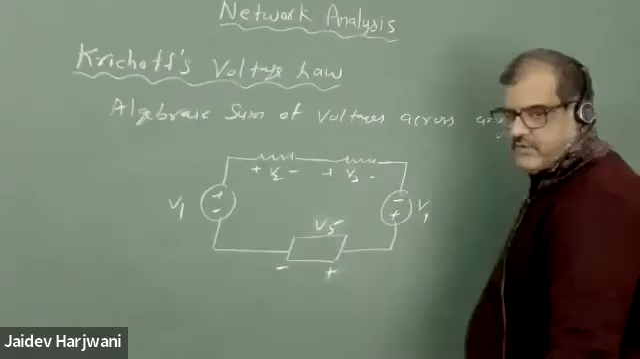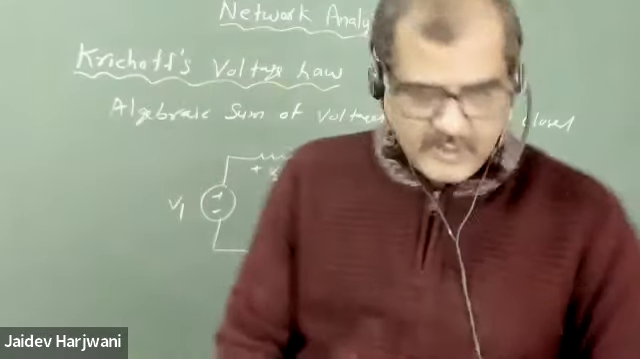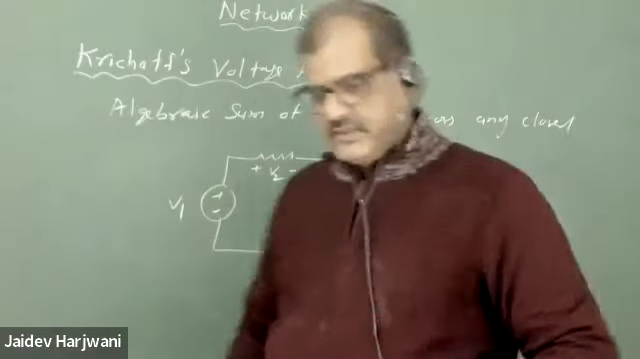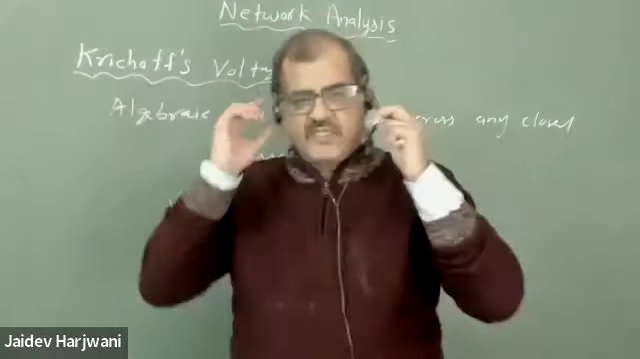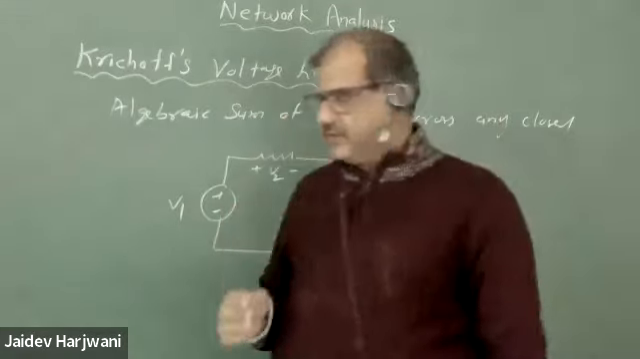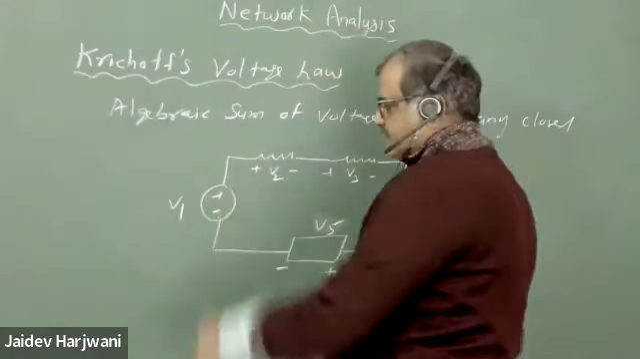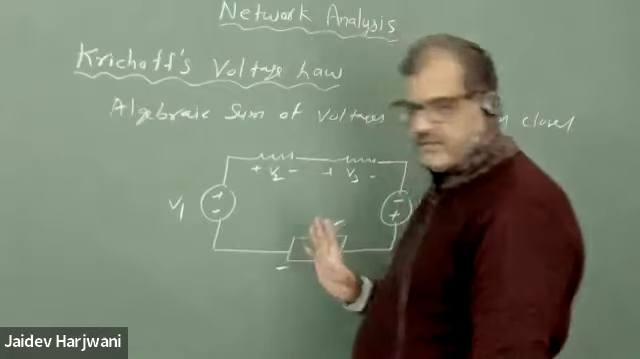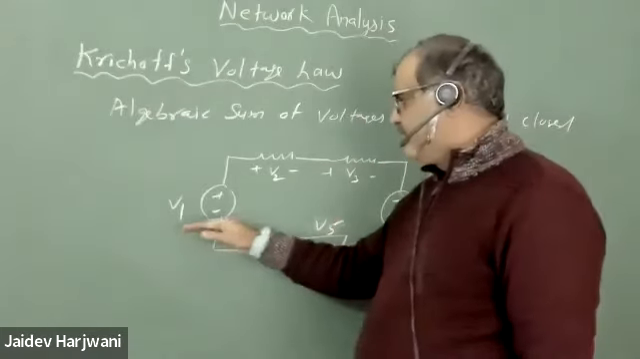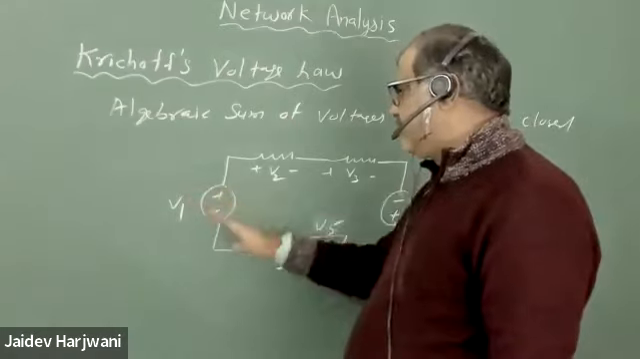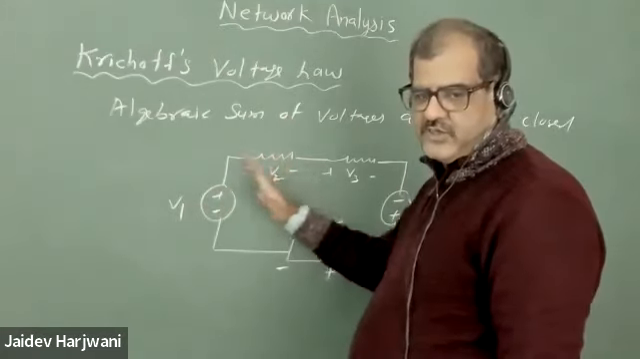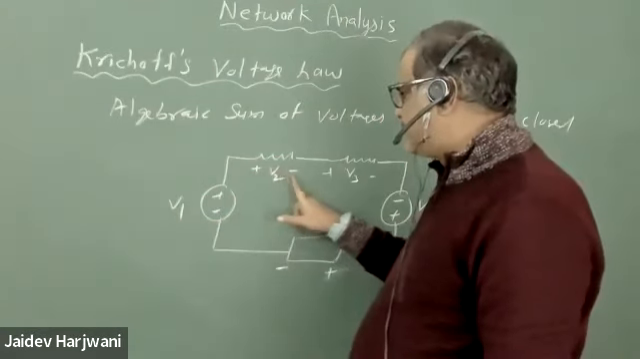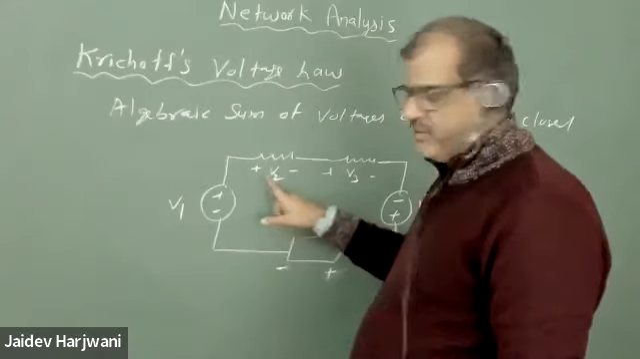Now I want to write KVL in this loop. So how can I write KVL? There are two ways to write the KVL equation: either you consider voltage rises or voltage drops. If I move from minus to plus, this is a voltage rise, and if I move from plus to minus, that is a voltage drop. It is your choice whether you want to take voltage rise as positive or voltage drop as positive. If you are going minus to plus, you can write it as positive, and going from plus to minus, you can write V2 as negative, because this is a voltage drop.